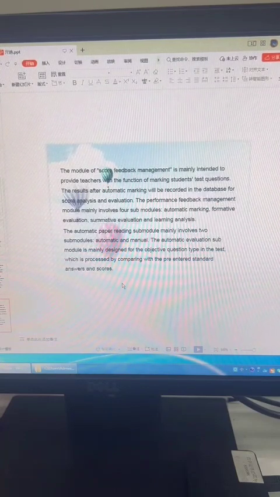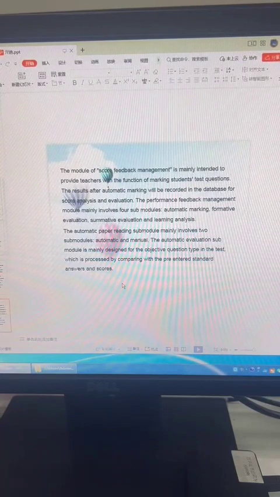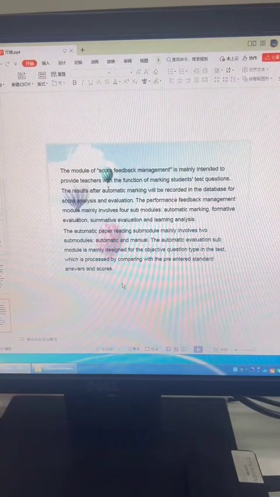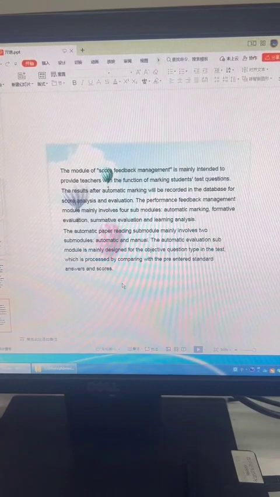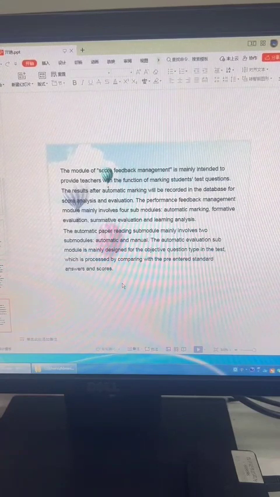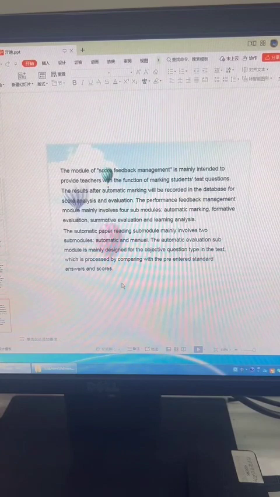The automatic paper reading sub-module mainly involves 2 sub-modules, automatic and manual. The automatic evaluation sub-module is mainly designed for the objective question type in the test, which is processed by comparing with the pre-entered standard answers and scores.